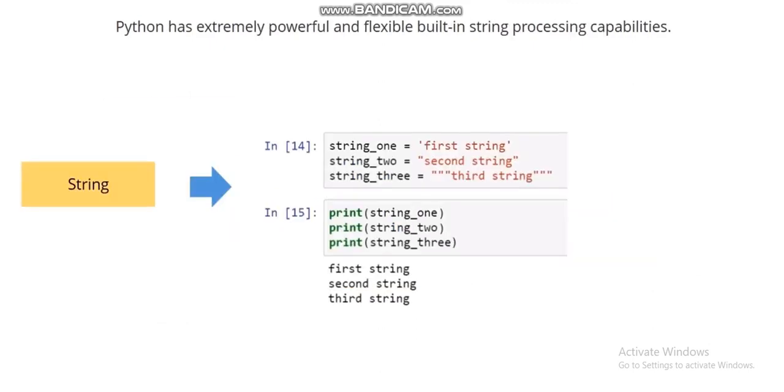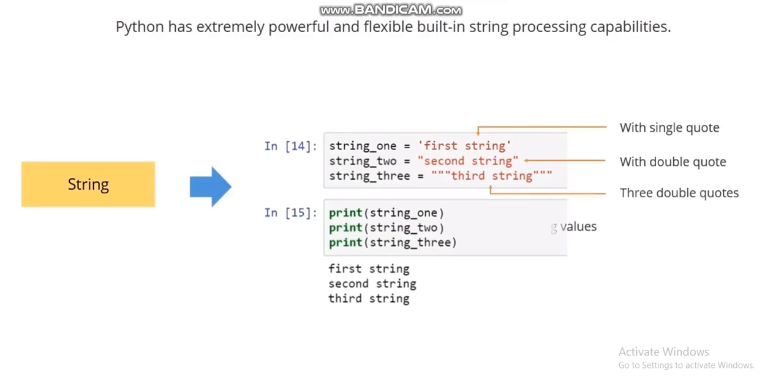Python has extremely powerful and flexible built-in string processing capabilities. There are multiple ways to create string objects. You can enclose them with single quotes, double quotes, or three double quotes. All three ways generate similar outputs.